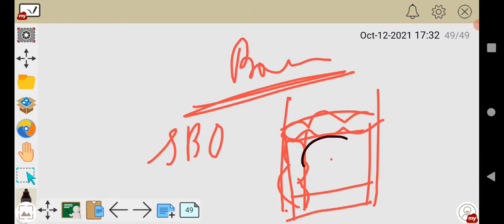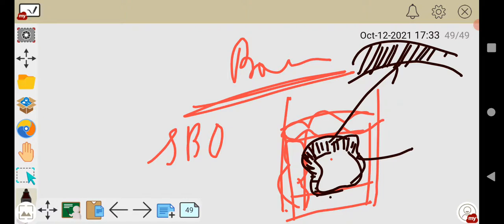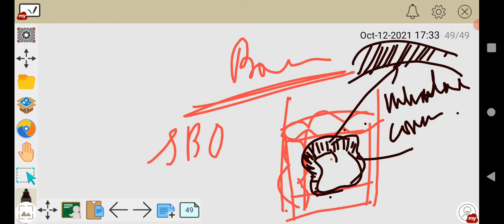And in the jejunum part you will see this type of pattern, right? Like this, right? If I show it in a bigger picture, it will be something like this. This is called valvulae conniventes. These are the characteristics of small bowel and large bowel. This is small bowel, this is large bowel. Large bowel is in the periphery with haustrations, small bowel in the center with valvulae conniventes.